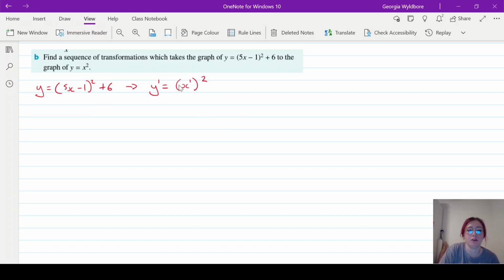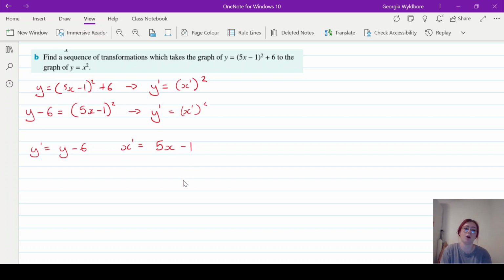If we think about rearranging, rather than rearranging our transformed function here, we're going to rearrange that original one to be y minus 6 equals (5x minus 1) squared. So now that maps over a little more easily to y equals x dash squared, because we've got the y and we've got just something squared on the other side. So that will work. So we can say that y dash is going to be equal here to y minus 6, and x dash is going to be equal to 5x minus 1. So now we don't actually need to rearrange anything because we're already equal to y dash and x dash, rather than being equal to x and y like we would be in those other examples.